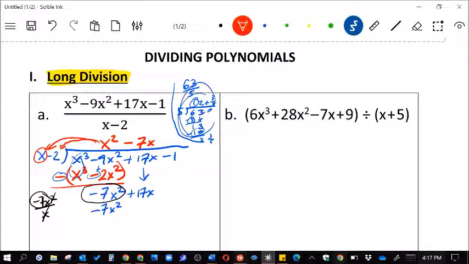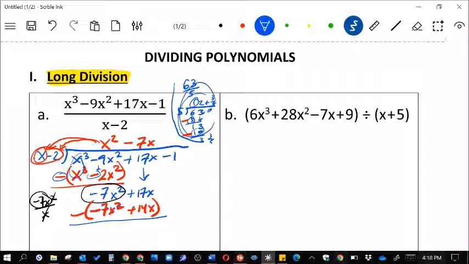Okay, and I'm going to multiply that to both of these things again. So I get the negative 7x here, the negative 7x squared. And then negative 7x times negative 2 is plus 14x. And then just like these others where I was subtracting, I'm now subtracting this.